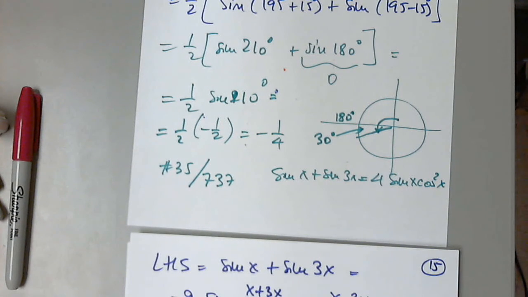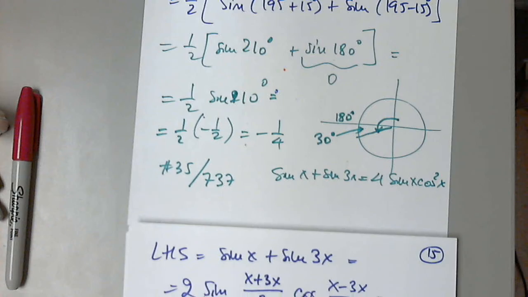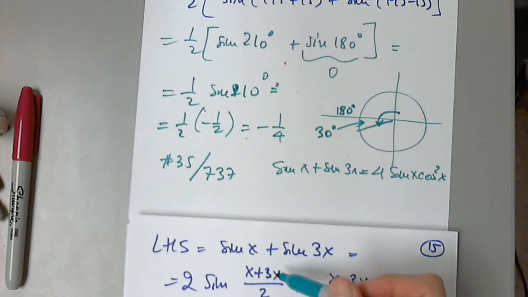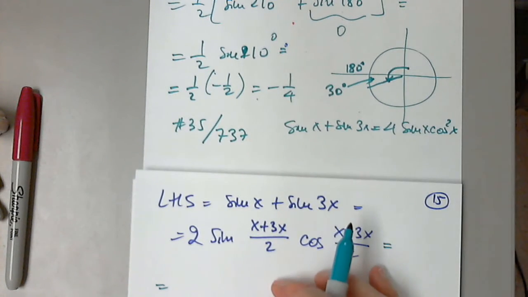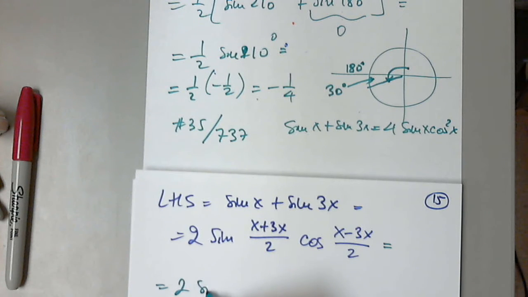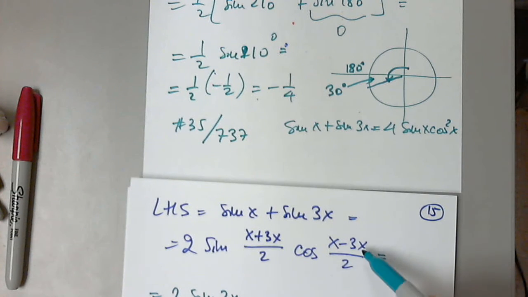Okay, the next step is to try to simplify. So how much is x plus 3x? How much is 4x divided by 2? 2x. Very good. How much is x minus 3x? And negative 2x divided by 2. But cosine negative x, we know something about it, because we know that cosine is an even function. So cosine negative x is the same as cosine x, very good. So this becomes 2 sine 2x times cosine x.